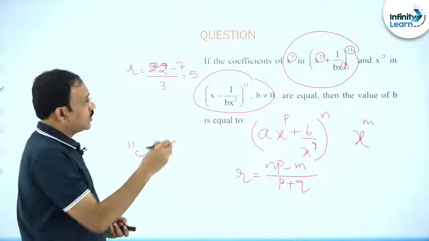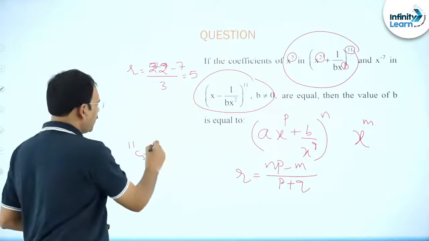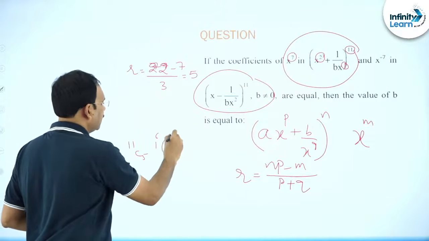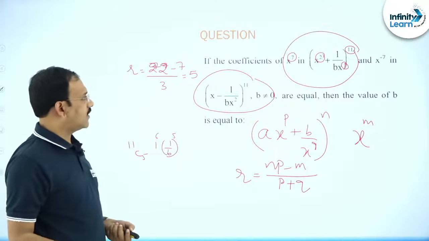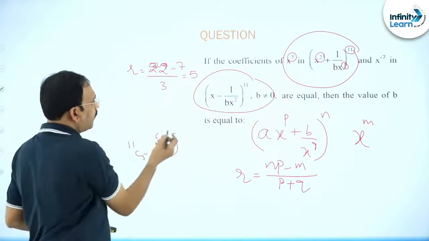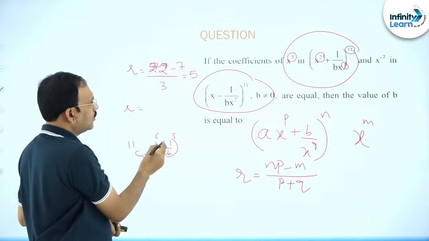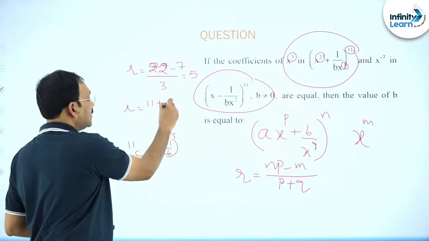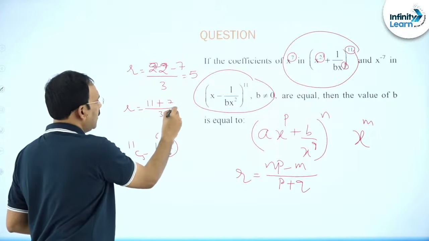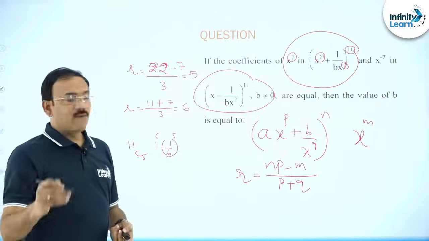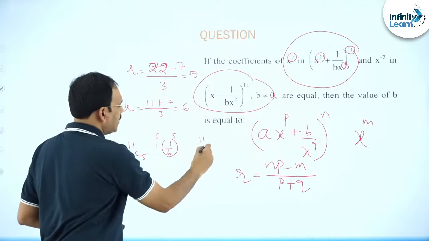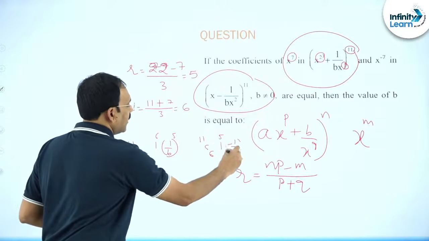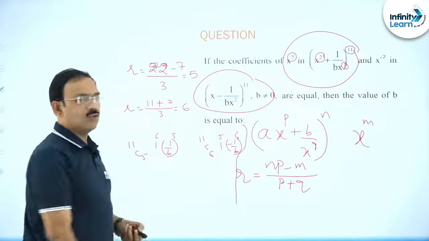You just write the coefficient. No need to take the x value. The coefficient of x is 1 power 6. Here 1 by b power 5. This is the coefficient of x power 7. Now the second one, x power minus 7, means here r is equal to np, which is 11, minus m, which is minus 7, so plus 7, by p plus q, which is 3, 18 by 3 is 6. When r is 6, try to write this 11c6 into 1 to the power of 11 minus 6 minus 1 by b power 6. I think you got this point.